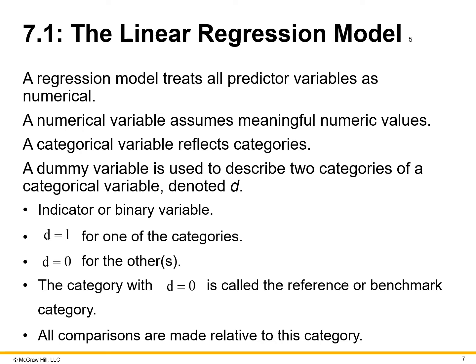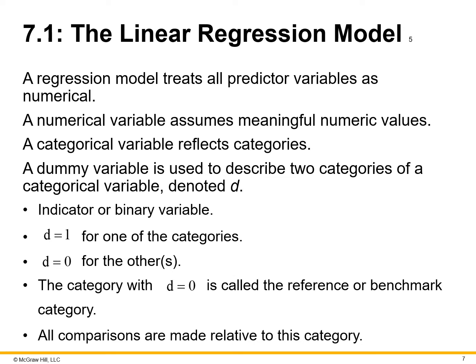A regression model treats all predictor variables as numerical. A numerical variable assumes meaningful numeric values. A categorical variable reflects categories. So remember again, predictors must be numeric, so you need some type of way to transform those data values into numerical values, whereas categorical is just that, categories. A dummy variable is used to describe two categories of a categorical variable, denoted as D. Indicator or binary variables: D equals 1 for one of the categories, or D equals 0 for the others. So you would actually use 0 or 1 to represent categorical variables.